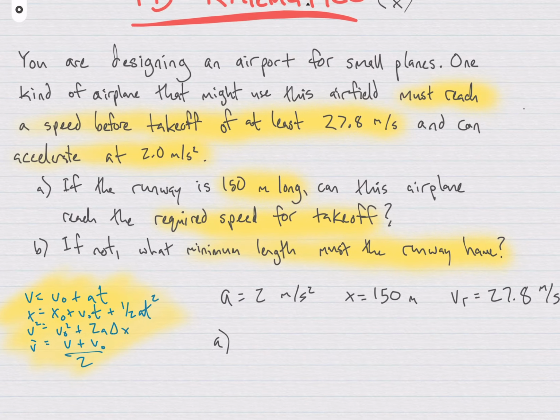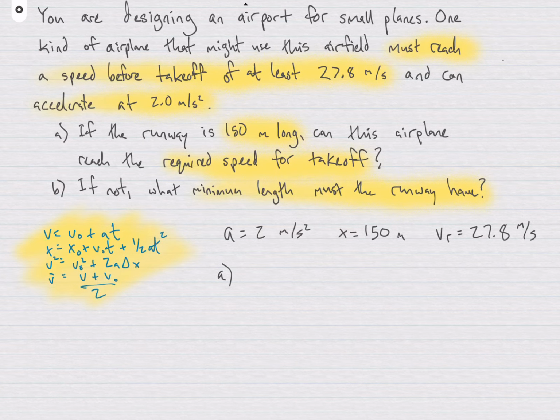So to solve this problem, if we look at the equations, what we're trying to find is what the velocity will be when the runway is only 150 meters long. So we could use this equation here. V squared is equal to V0 squared plus 2a change in distance. We would use this because what we're looking for is V.